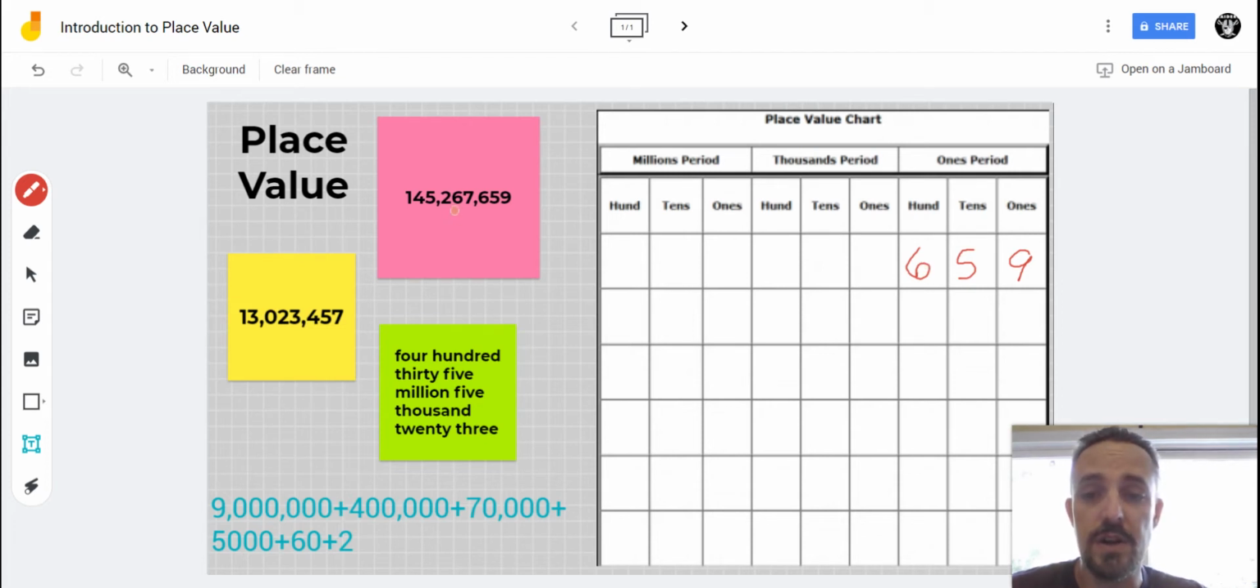Now let's go to the thousands period right here, and we have 267,000, okay? That tells us that this 7 is worth 7,000, this 6 is worth 6 10,000s, so 60,000, and this 2 is worth 200,000, okay?